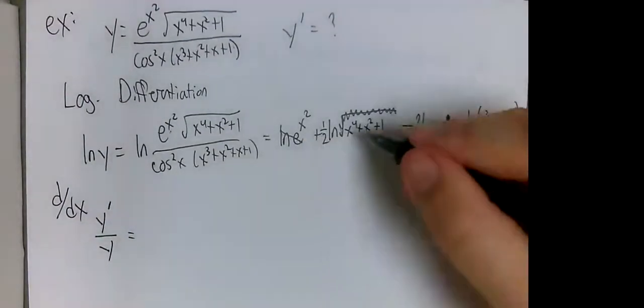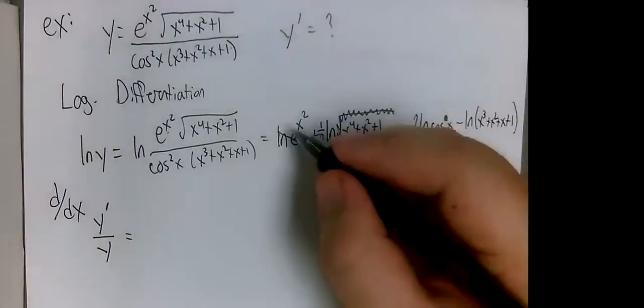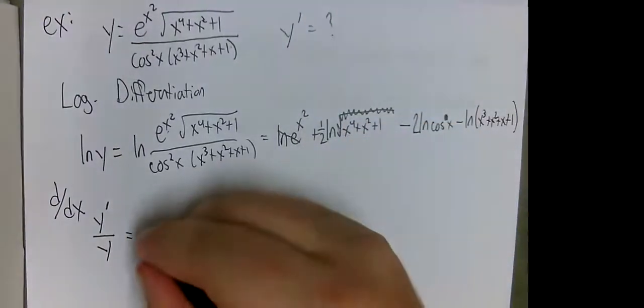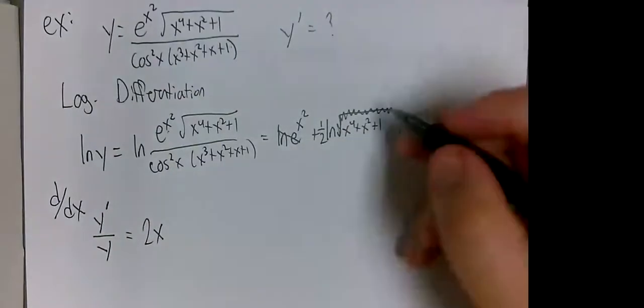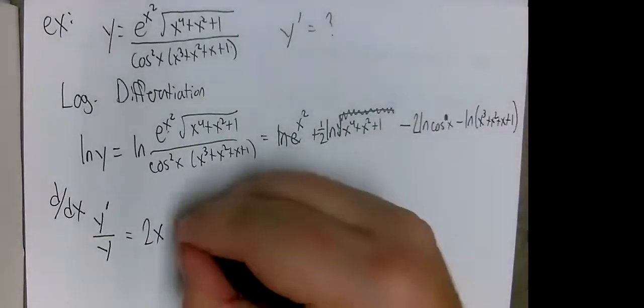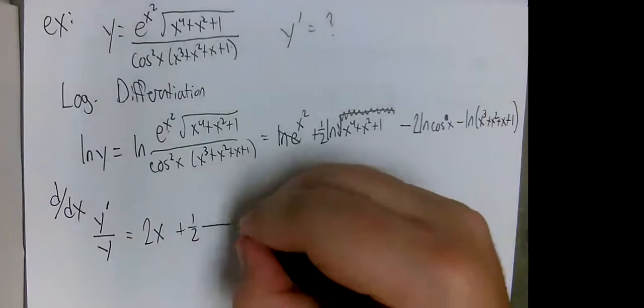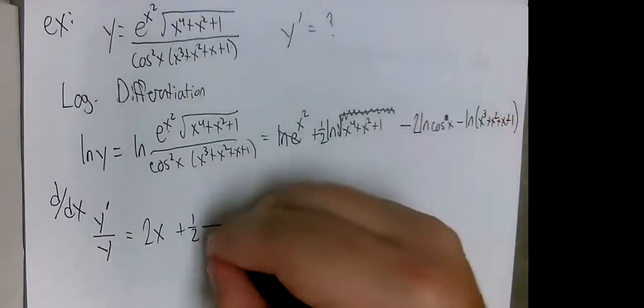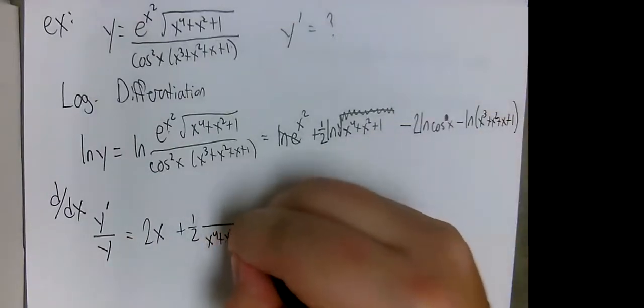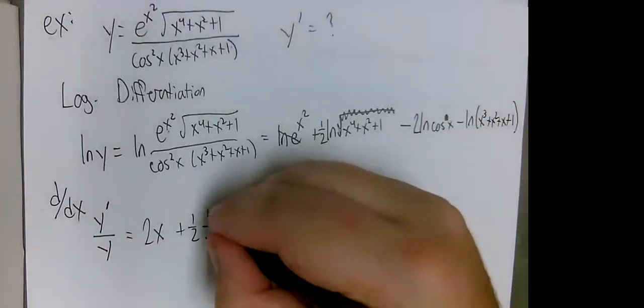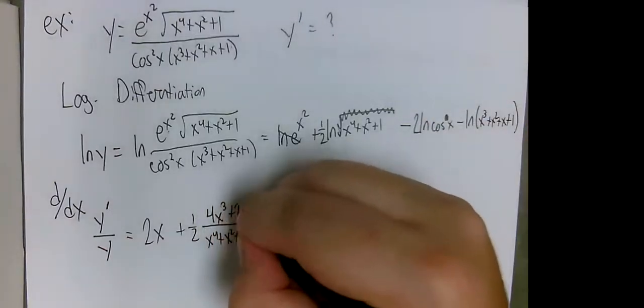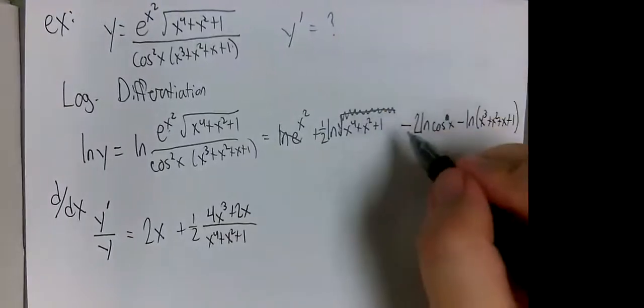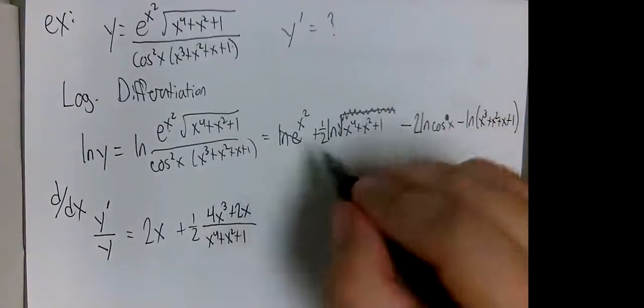Then I'm also doing the derivative of everything over here. So the derivative of x squared will be 2x. The derivative of this log will be 1/2. And then I put my original thing on the bottom, and then the derivative on top. All right, so there's the derivative of this right here.